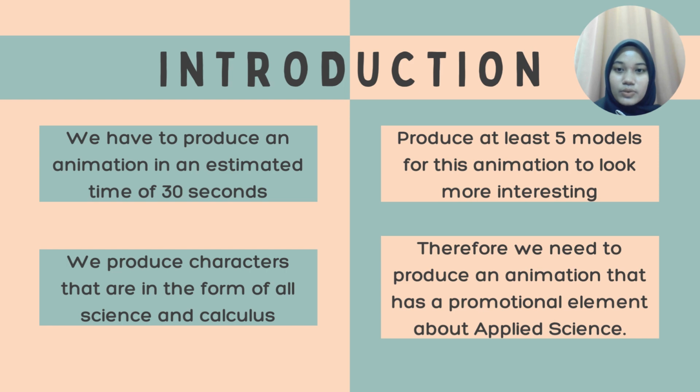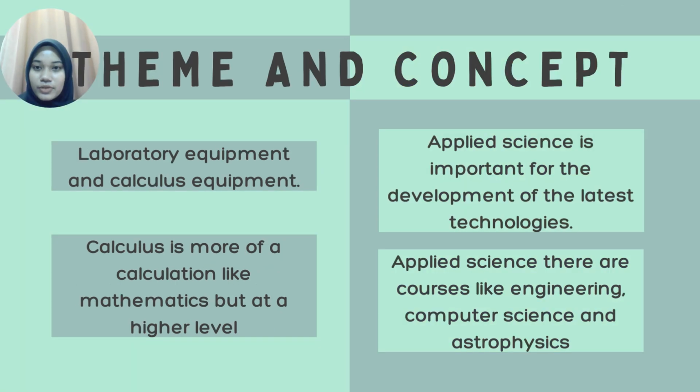For this project, we have to produce an animation in an estimate time of 30 seconds. We need to produce at least 5 models for this animation to look more interesting. We produce characters that are in the form of all science and calculus. Therefore, we need to produce an animation that has a promotional element about applied science. Next, for the theme and concept, we use laboratory equipment and calculus equipment.